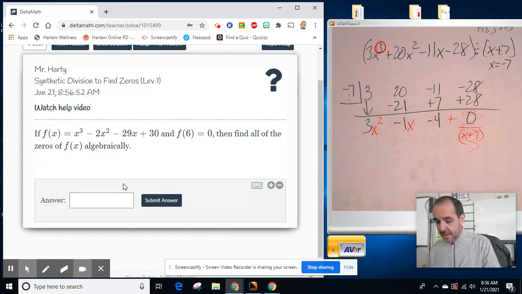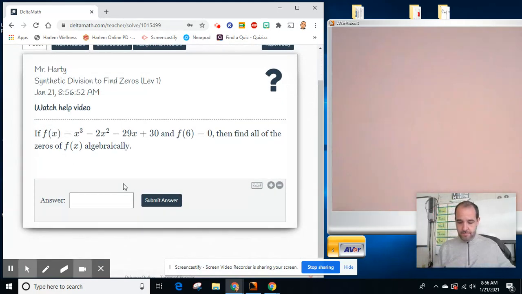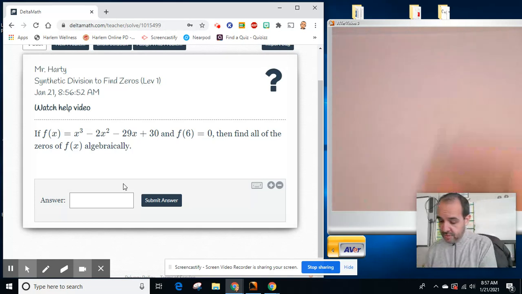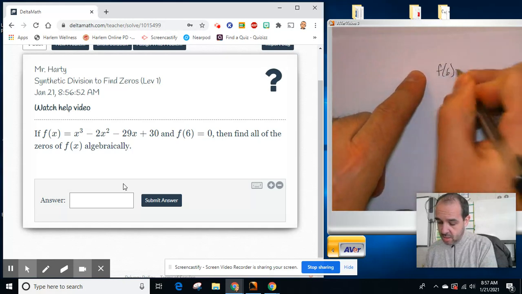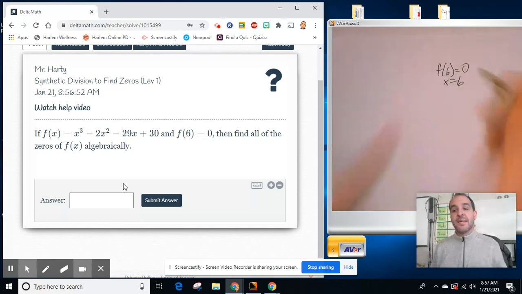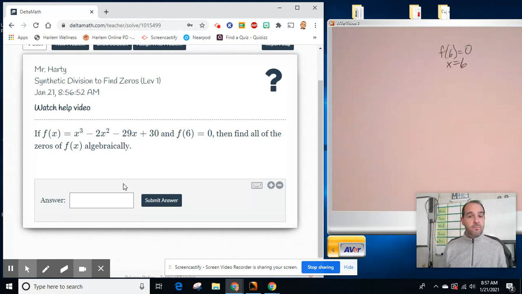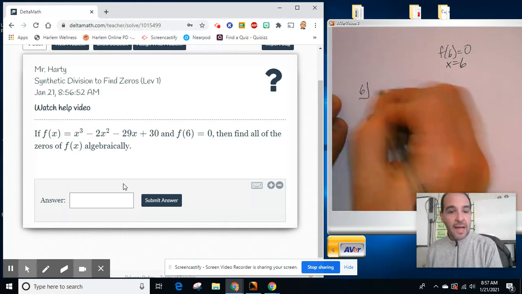So now, same idea, except this time, a couple of good things are coming from this. The situation I talked about in the last problem is happening here. So that's good for us. When we see f of 6 equals 0, that just means x equals 6. That's the number I'm going to put in the box. So when I go to factor this, 6 goes in the little box.